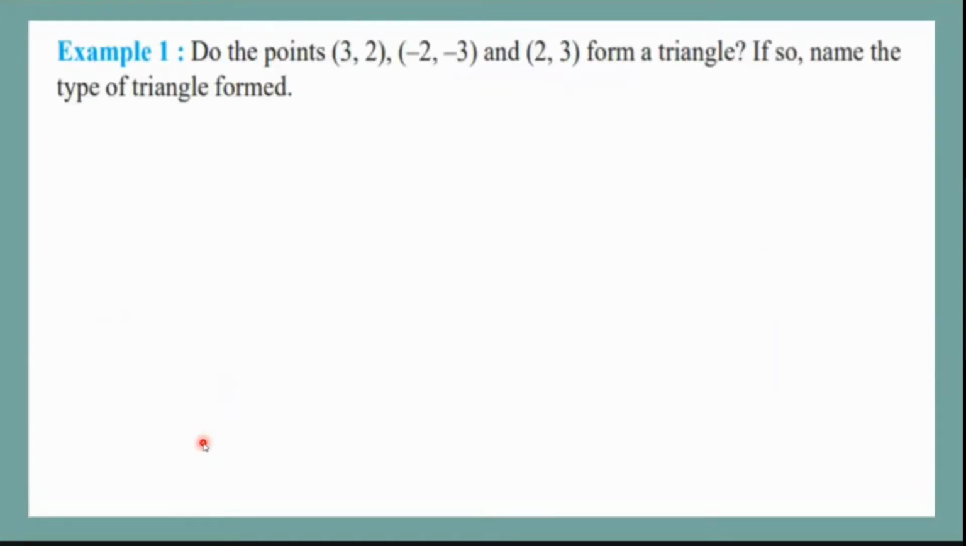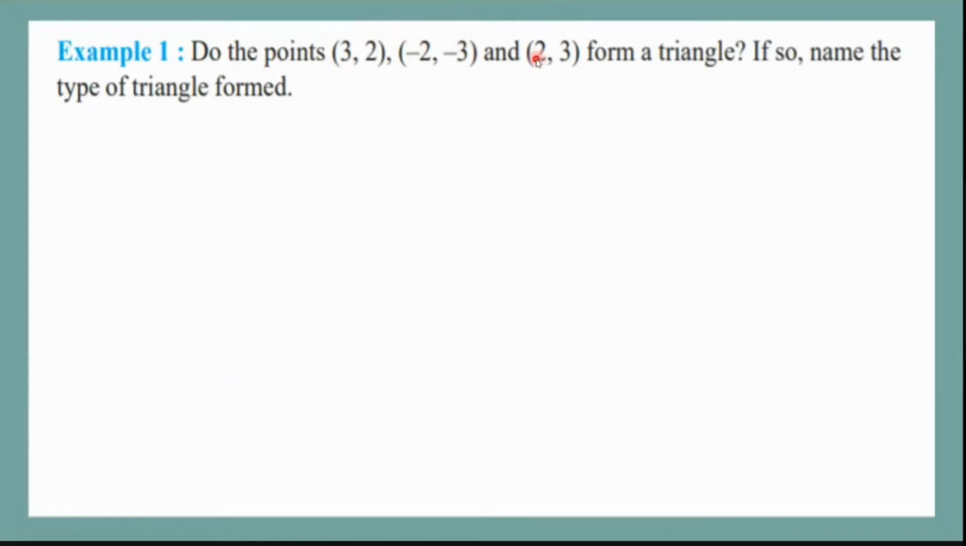Let us take up a few examples from NCERT. Example 1. Do the points (3, 2), (-2, -3) and (2, 3) form a triangle? If so, name the type of triangle formed. Now, how will we do it? We will take the 3 points to be P(3, 2), Q(-2, -3) and R(2, 3). I will find out PQ, I'll find out PR and I'll find out QR.